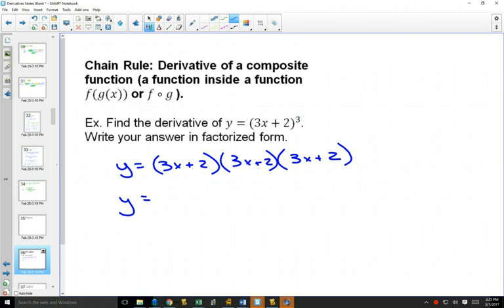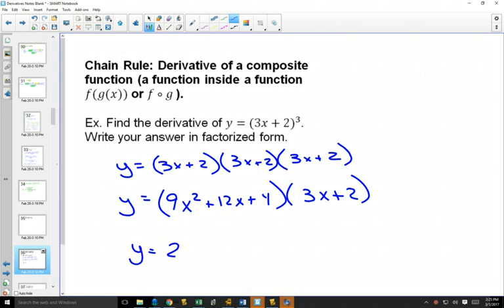So I'm going to multiply the first 2 together. That'll give me 9x squared plus 12x plus 4 times another 3x plus 2. And if I multiply that all out, I'm going to get 27x cubed, 18x squared plus 36x squared will be 54x squared, 24x plus 12x will give me 36x, and 4 times 2 will be plus 8. So now I've changed this into a form that we could do the derivative of. Oh, I have an extra one right here.